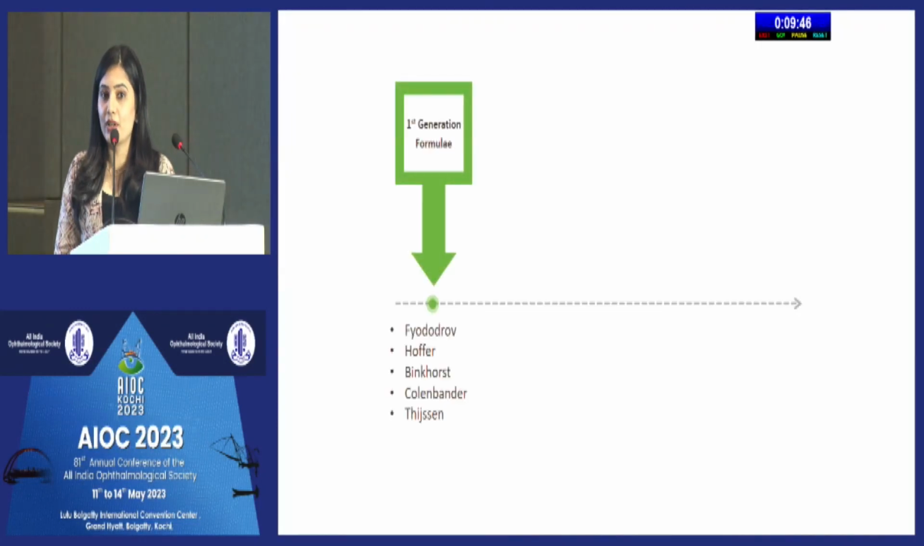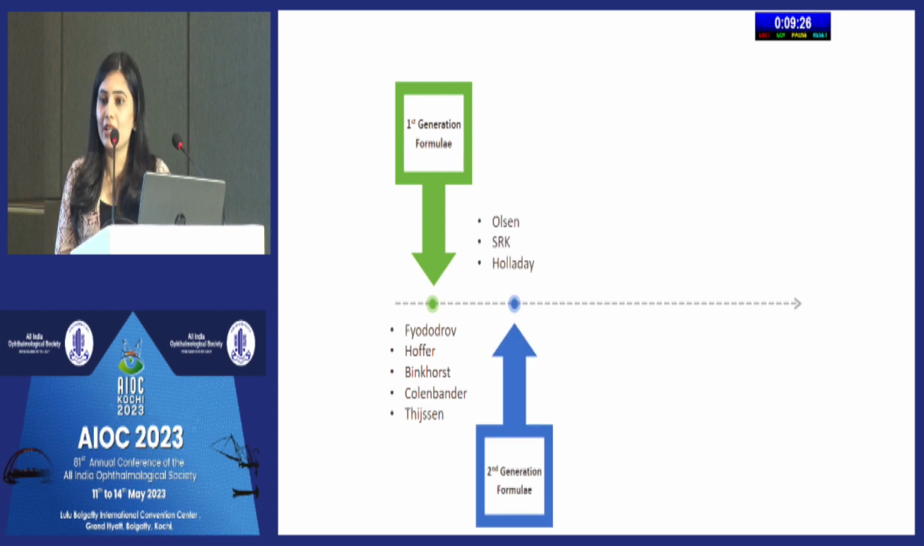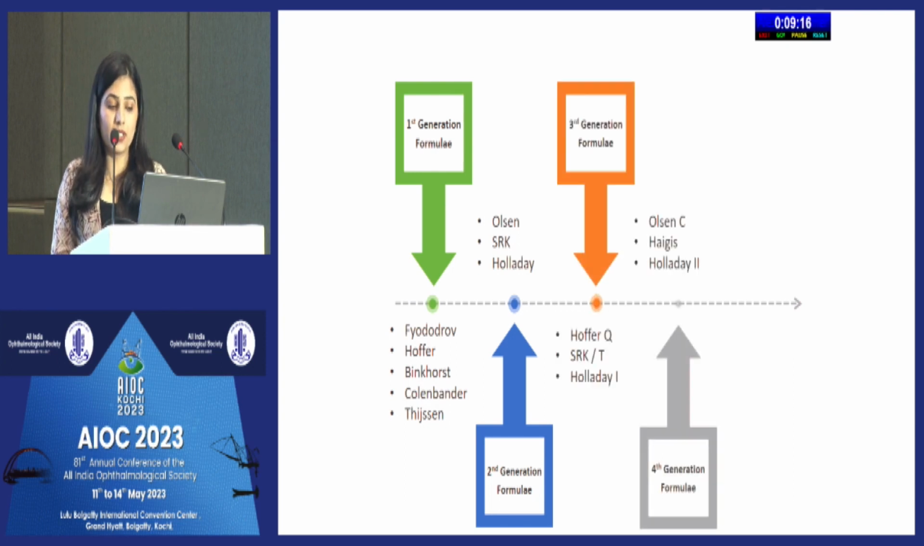Coming to calculation formulas generation-wise, the first generation formulas were by Dr. Fyodorov, and they were based on the theoretical model of the eye. It was a schematic model of the eye, and they were not very accurate to predict the post-op outcome. The second generation formulas were based on regression analysis, done on the post-operative outcomes which were deduced. The third and the fourth generation formulas were widely used even till now, and they give fairly accurate results.